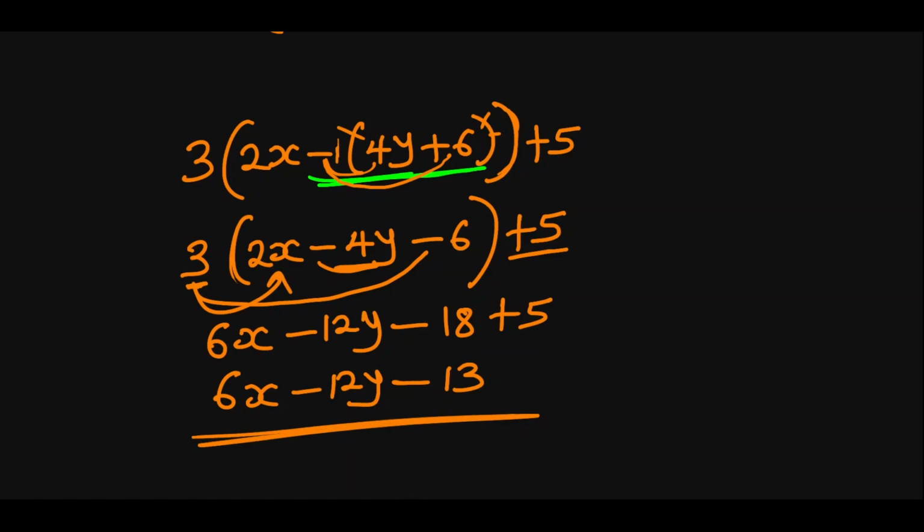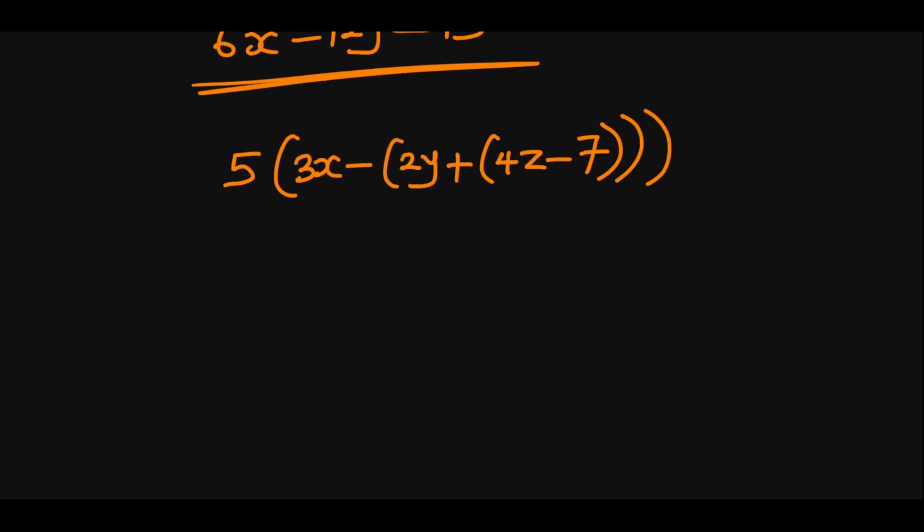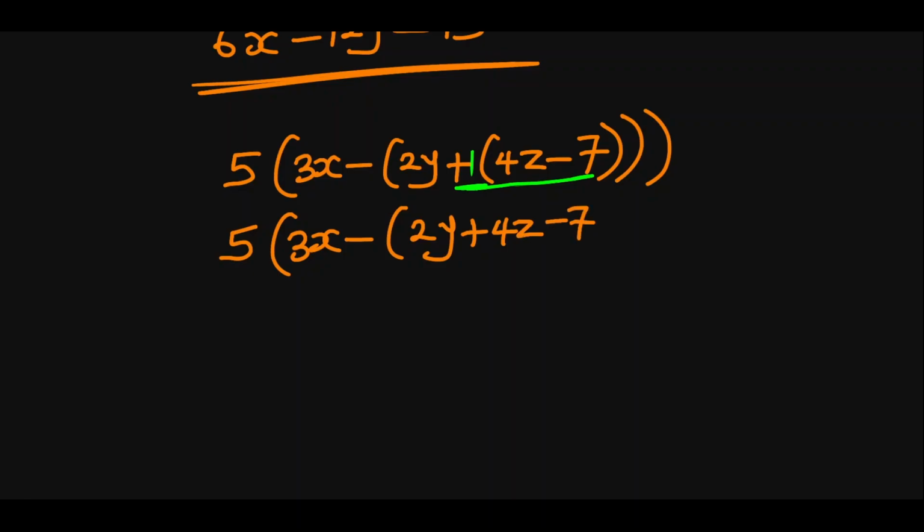Let's take another example of this one. Now look at this one. So we start with the innermost bracket as we said, which is this one here. What is beside it? Plus. As plus is beside it, it means that this is plus 1 as we said. So if plus 1 multiplies everything in the bracket, it still gives us the same thing. So this gives us 5 into 3x minus 2y plus 4z minus 7. So we've taken off one bracket.